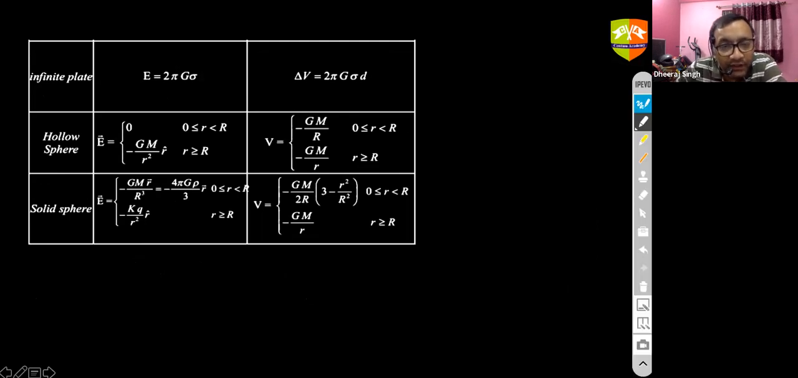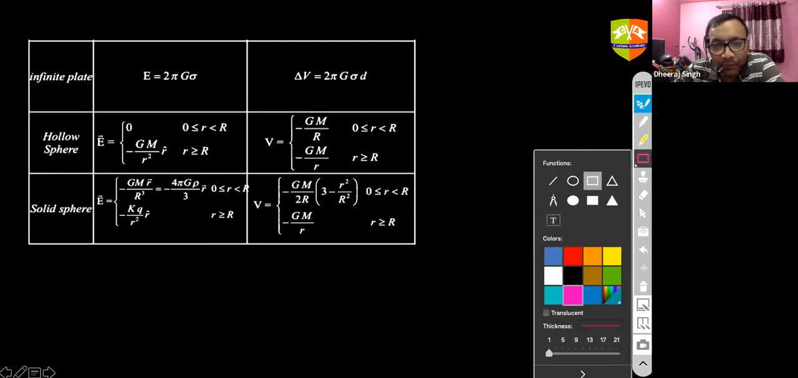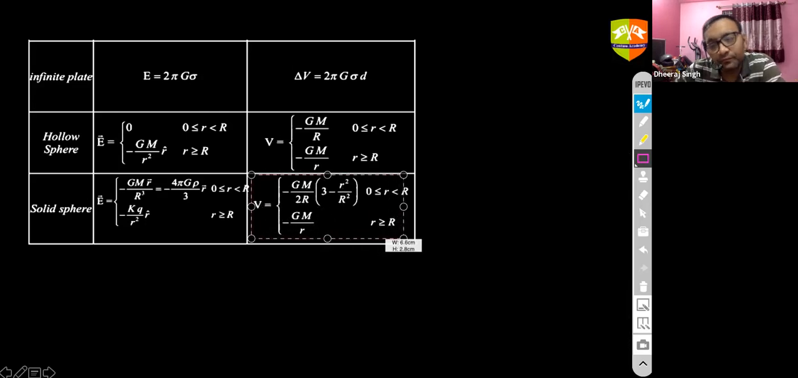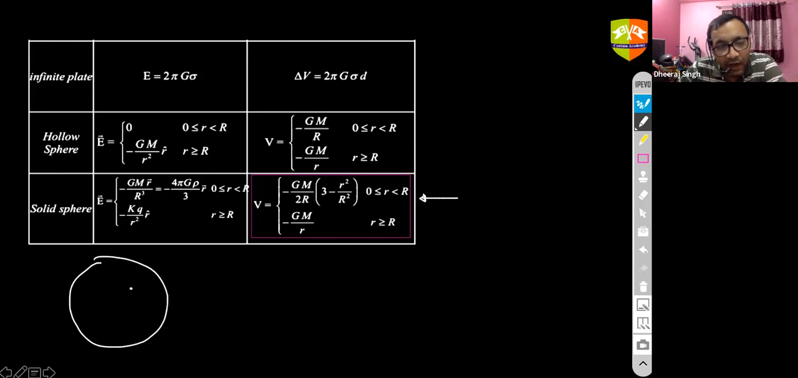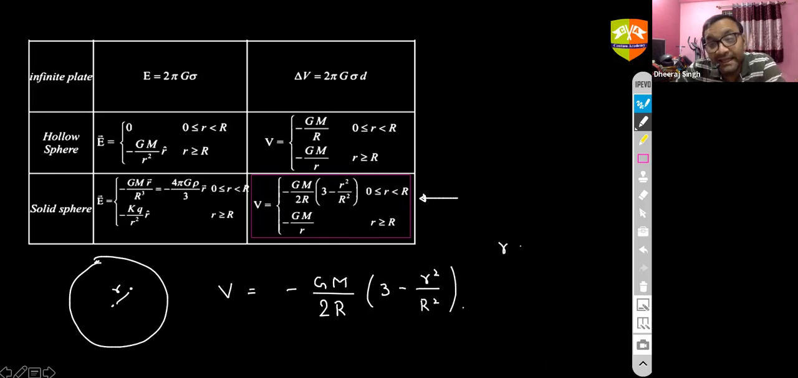Now, this is where the people who are less prepared will make a mistake. For a solid sphere, at a distance small r from the center inside it, the potential is this. If you remember it and it comes in the exam, others will get it wrong and you will get it right. So when r is equal to 0, the potential of the solid sphere at the center is minus 3GM by 2R. This is where most students will make a mistake.